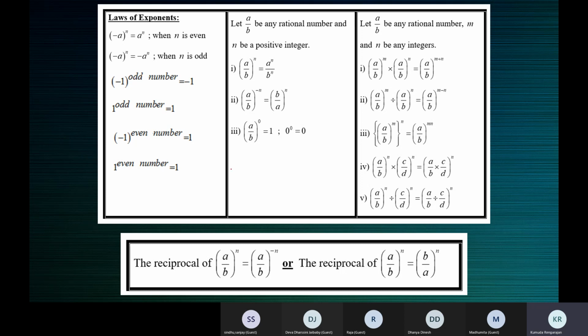So if I give you the fraction 2 by 3, a fraction equivalent to 2 by 3 is, say, 4 by 6. But the reciprocal of 2 by 3 is 3 by 2. Is 2 by 3 equal to 3 by 2? No. 2 by 3 is different from 3 by 2. But 2 by 3 is equal to 4 by 6.